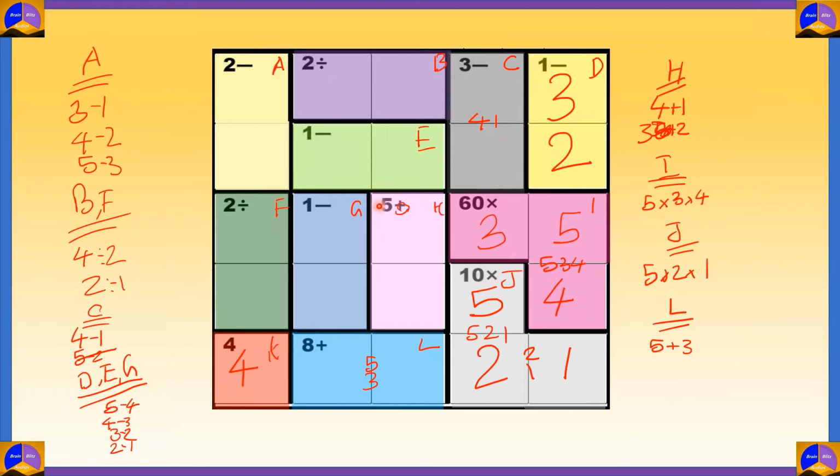Now, let's look at cage F. In cage F, the options are 4 divided by 2 and 2 divided by 1. We can eliminate the option 4 divided by 2 because then it would be a repeat of 4 in the same column. So we'll use the option 2 divided by 1. Now the remaining options for that column are 3 and 5. Now 3 can't come over here because then it would be a repeat of 3 in the same row. So 5 would go over here and 3 over here.